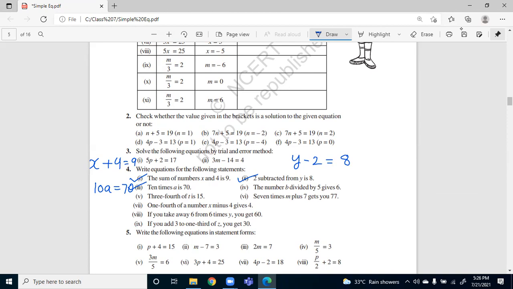What about Garima? Can we move to the fourth part? Yes, ma'am. A number B divided by 5 gives 6. So see, I am dividing B by 5, and 'gives' means equal to 6. So what is the equation? B divided by 5 gives 6, so B divided by 5 is equal to 6.